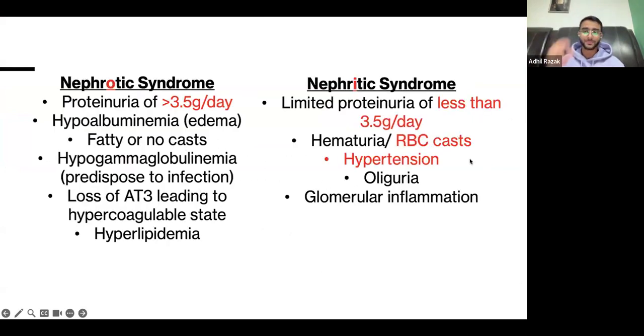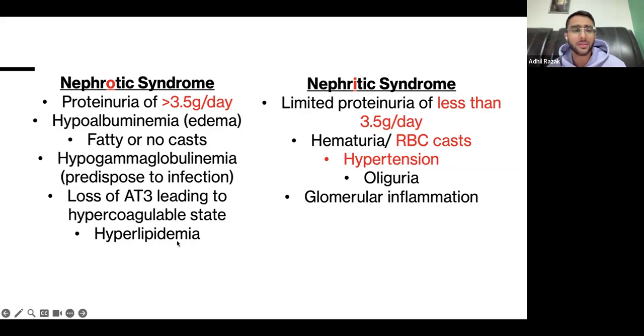All right, so nephrotic syndrome, the proteinuria is more. There is 3.5 grams per day. If the vignette says 4+ protein in urine, that means it's nephrotic syndrome. You lose albumin. There's hypoalbuminemia, so the patient could have edema. They could have fatty casts or no casts at all. Hypogammaglobulinemia, as immunoglobulins are lost, increases the risk for infection. Loss of antithrombin III increases the risk for a hypercoagulable state. And the patient could also have hyperlipidemia.